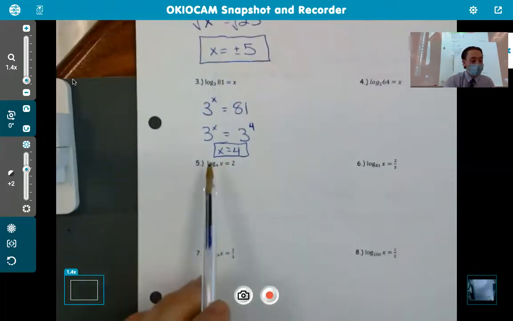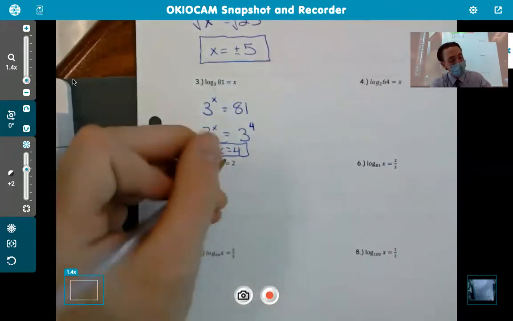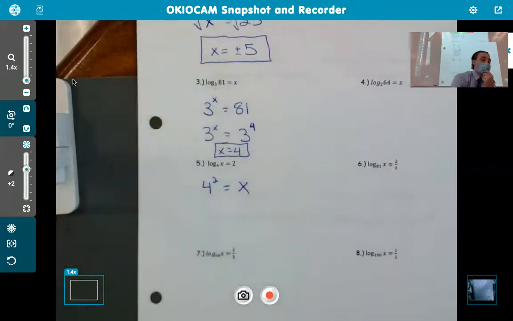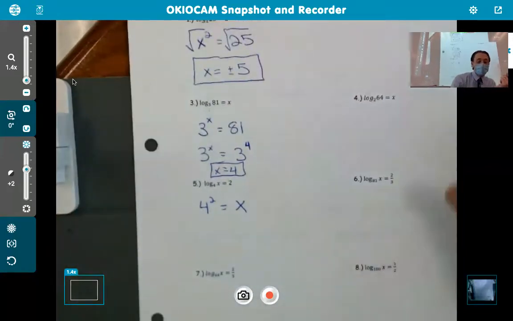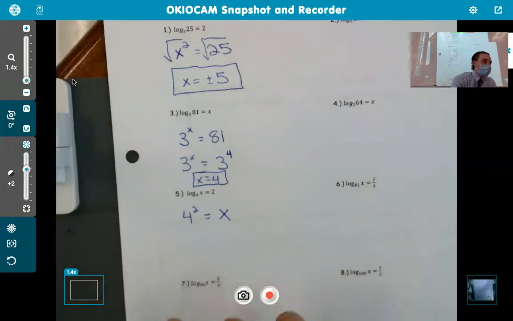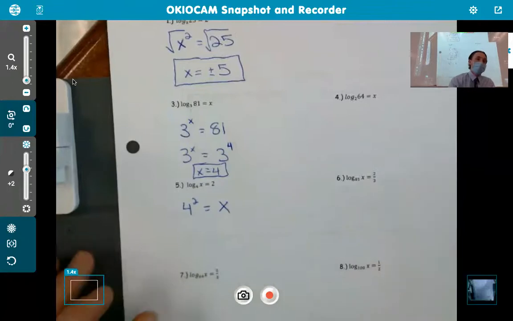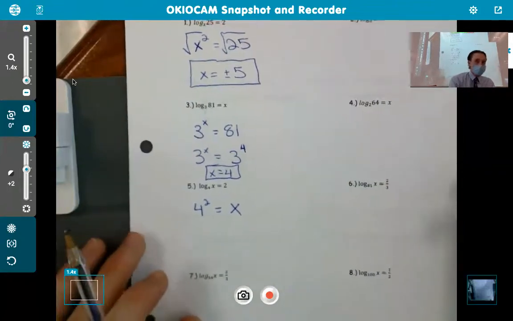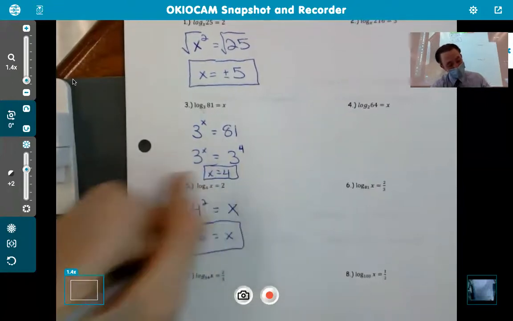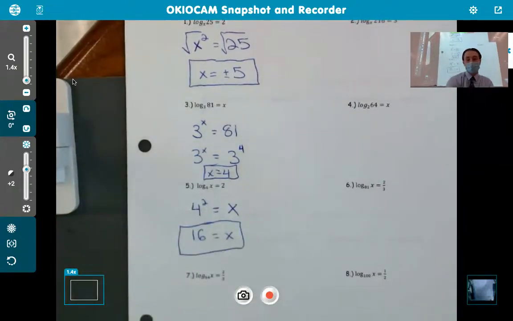And then number 5, again, very similar. Log base 4 of x equals 2. Well, I can rewrite this. This becomes 4 squared equals x. And our third type of problem that we could see involving one logarithm is when x is by itself. I don't have to worry about common bases or fractional exponents, any of that stuff. What's 4 squared? What's 4 times 4? 16. I just solved that accordingly, and that's my final answer. So 16 equals x. Any questions about that example?